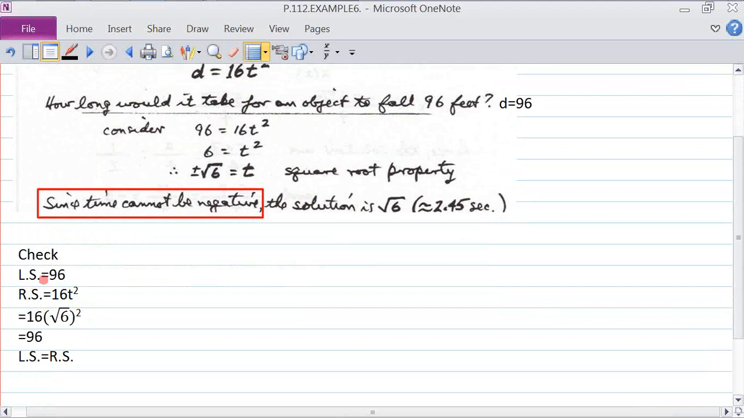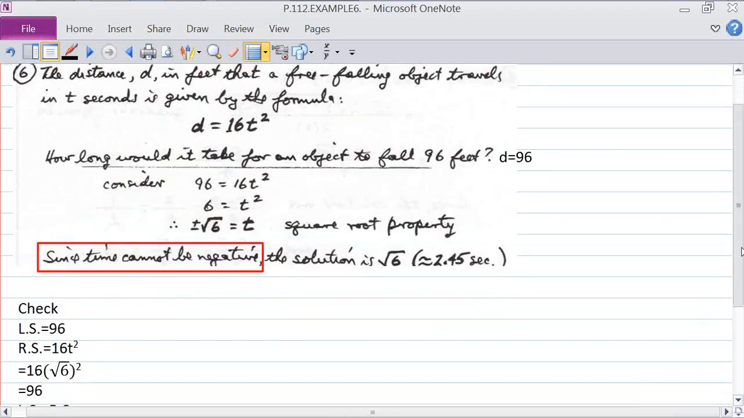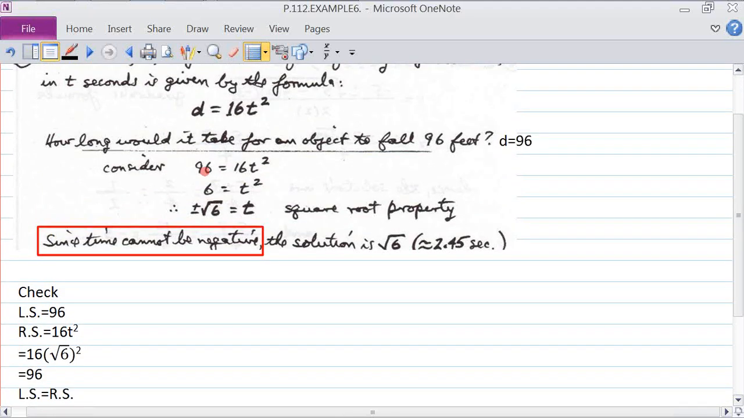So if we go to the left side of this problem, right here, it's 96. The right side is 16t squared. We replace the t with the square root of 6. T squared is root 6 times root 6, which is 6. 6 times 16 is 96. So the left side equals the right side.